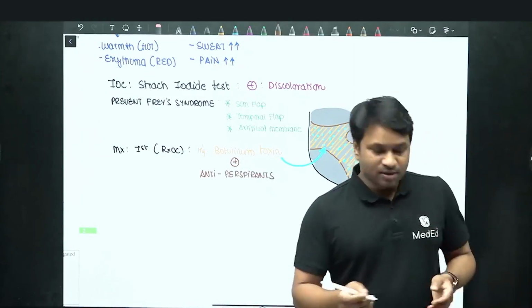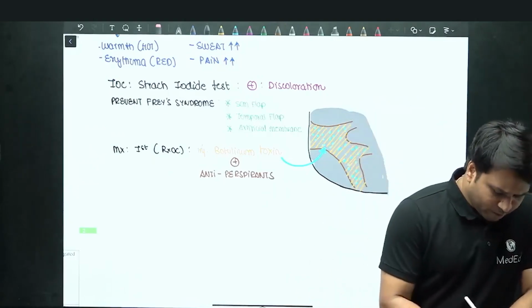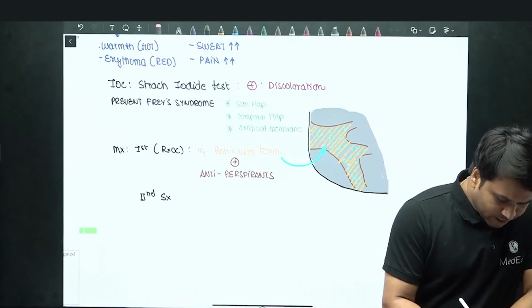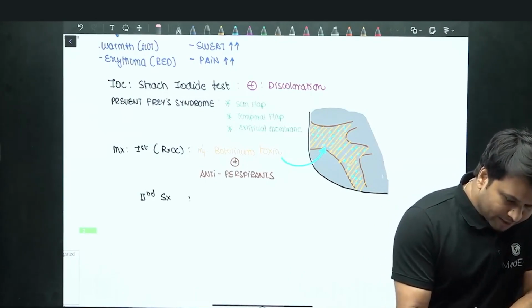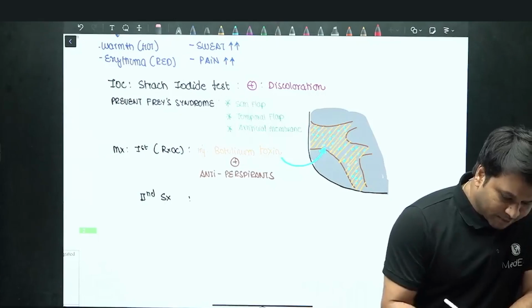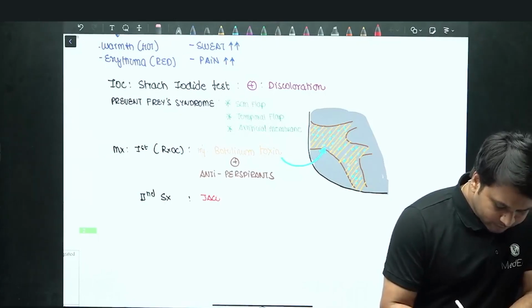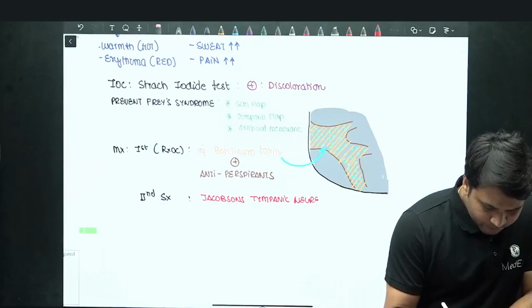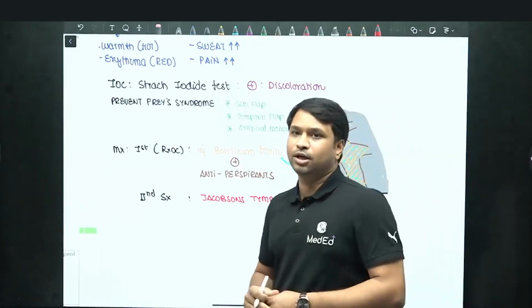Now, if this fails, you have the second line, which is not very popular. The first line is more than enough. The second line is going to be surgery. And the surgery, remember the name, it is called the Jacobson's tympanic neurectomy.